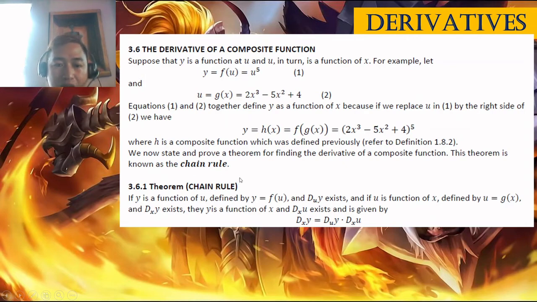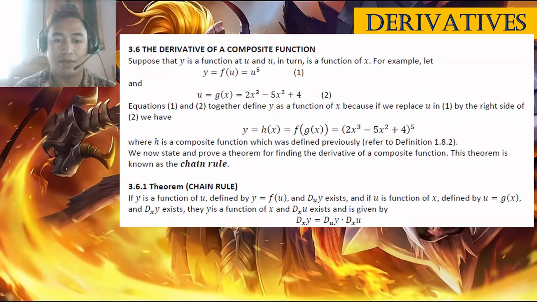If y is a function of u, defined by y is equal to f of u, and the derivative of y with respect to u exists, and if u is a function of x, so u is also a function inside, defined by u is equal to g of x, and the derivative of u with respect to x exists, then y is a function of x and the derivative of y with respect to x exists and is given by this: the derivative of y with respect to x is equal to the derivative of y with respect to u times the derivative of u with respect to x.